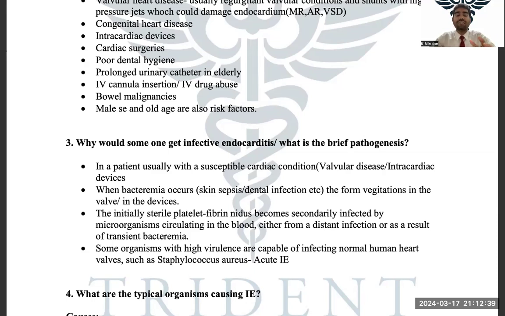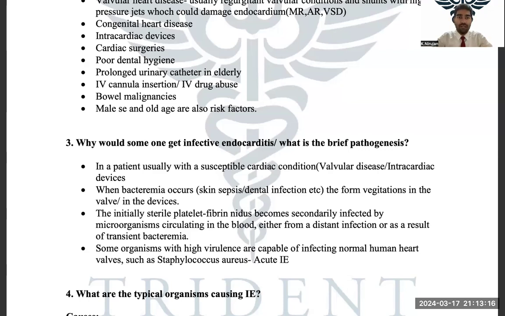So initially a sterile platelet fibrin nidus. When the endocardium is damaged via the pressure jet, you get a platelet fibrin clot, or a nidus, and then that platelet fibrin clot or nidus will get infected with whatever organism is circulating in the circulation, during the bacteremia. So this is the way infective endocarditis is formed. This pathogenesis part is usually applicable for a subacute or chronic variant of infective endocarditis. So in a valve damage plus bacteremia, those are the two chunks, valve damage and bacteremia.